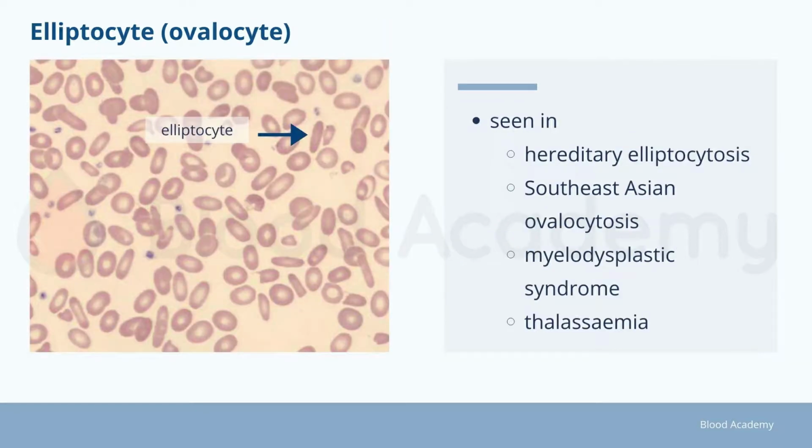An elliptocyte is also known as an ovalocyte. Elliptocytes are elongated and thin, often described as rod or cigar-shaped. They are seen in conditions such as hereditary elliptocytosis and Southeast Asian ovalocytosis, myelodysplastic syndrome, and thalassemia. As we have already described, pencil cells are a type of elliptocytes, but differ in that they have a sharp pointed end to one of their poles.